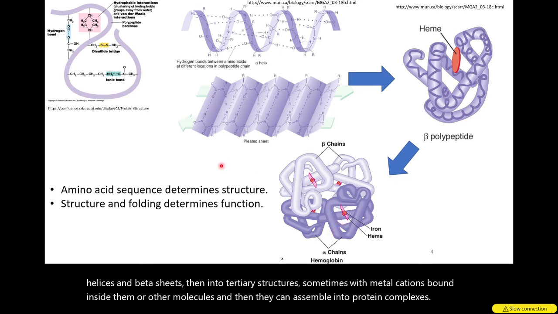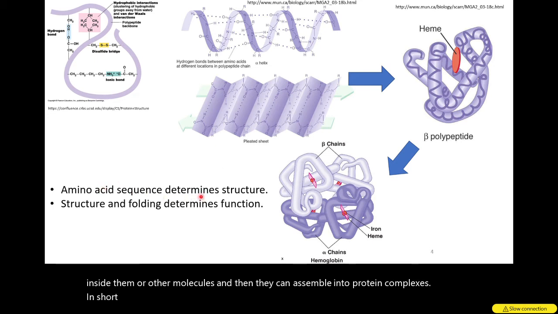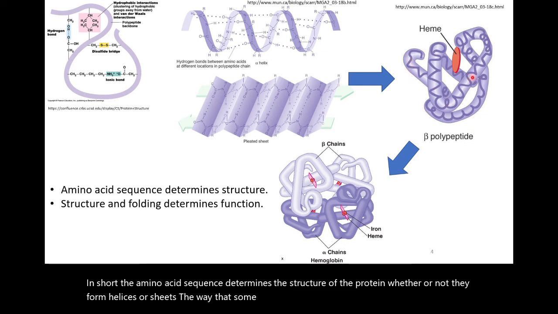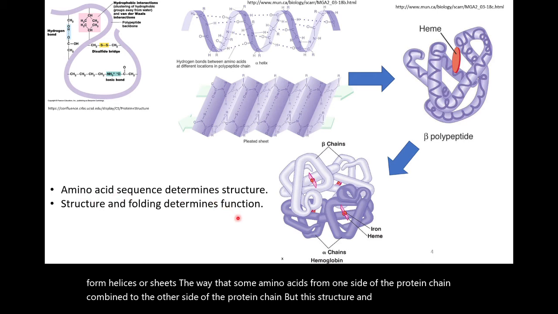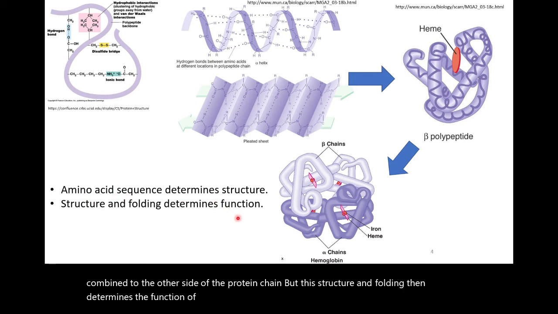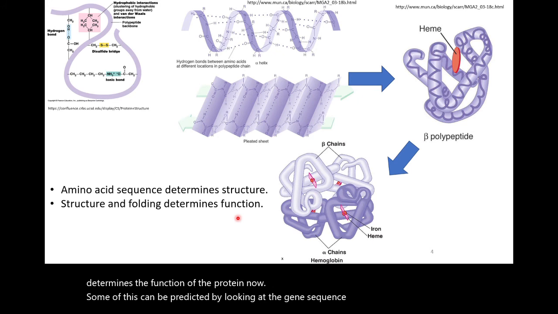In short, the amino acid sequence determines the structure of the protein, whether or not they form helices or sheets, the way that some amino acids from one side of the protein chain can bind to the other side of the protein chain. But this structure and folding then determines the function of the protein. Now, some of this can be predicted by looking at the gene sequence, but not all of it.